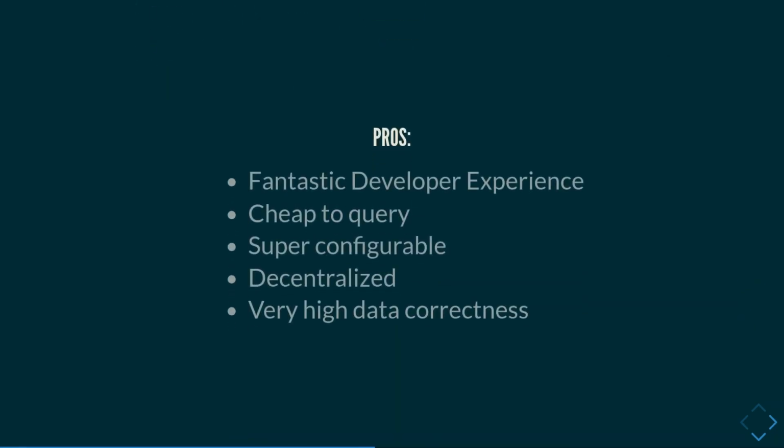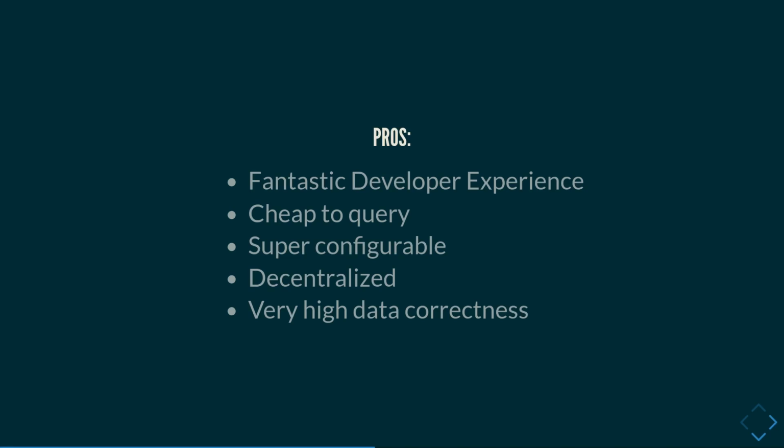So, let's go over the pros. You get a fantastic developer experience at the final end of the stage. I am going to talk about this a little bit. GraphQL is awesome. It's super cheap to query. The Graph is the cheapest network per query, I believe. I don't think there's anything cheaper. It's super configurable because at the end of the day, it's user defined. So if you want to modify your subgraph to do something or add another contract, you can totally do this. What it indexes is 100% up to you.